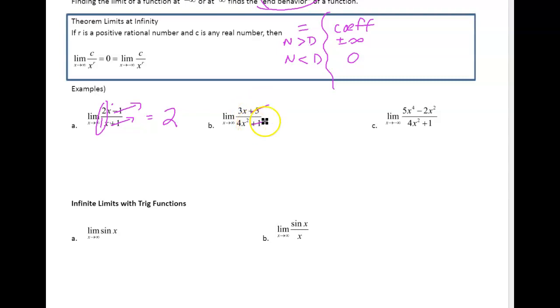So these become nothing. My numerator power is smaller than my denominator. So it's always going to be smaller on top. That's how I remember, oh yeah, smaller on top means it goes to 0.